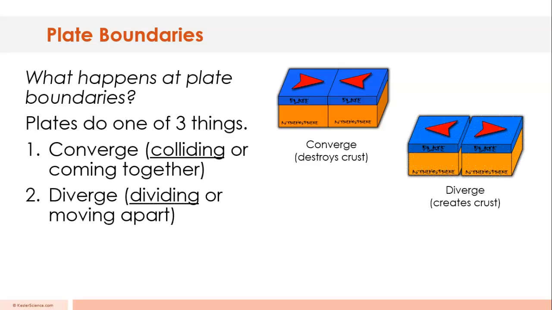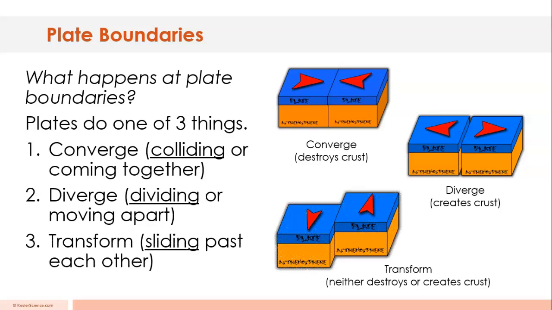They can diverge, which means to divide or to move apart or move away from each other. When this happens, new crust is created. And then the third thing that can happen is they can transform. When we say transform, what we mean is that they are kind of sliding past each other. Most of the time, that means they are sliding past each other in opposite directions. Other times it actually can mean that the two plates are sliding in the same direction, but at different rates, so at different speeds. So one is going a little bit faster than the other.